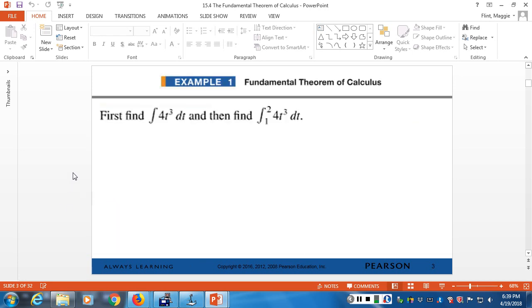So this is our first example. We're going to find the integral of 4t to the third power, and then find the integral from 2 to 1 using that antiderivative. Okay? So I'm going to ask you first, since you're the ones who need to practice this, find me the integral of 4t to the third dt. Use your power rule.